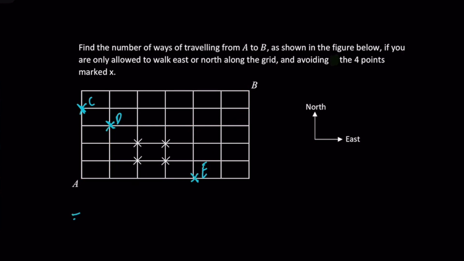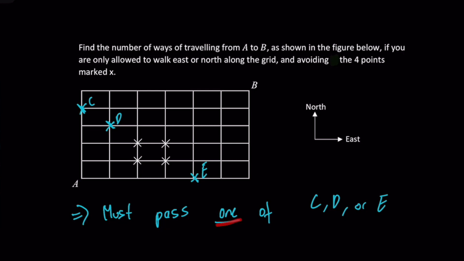In fact, you must pass one of C, D, or E. Exactly one. Cannot be 0, cannot be 2. But you must always pass one. In mathematics, we call this case exclusive. It means that the number of ways from A to B, we can just count the number of ways through C plus through D and through E. Right. So let's see one by one.